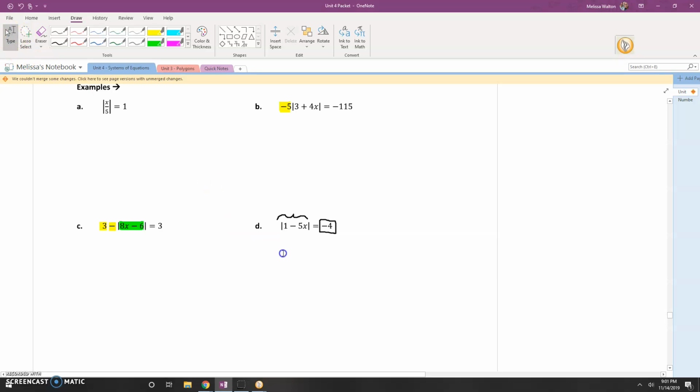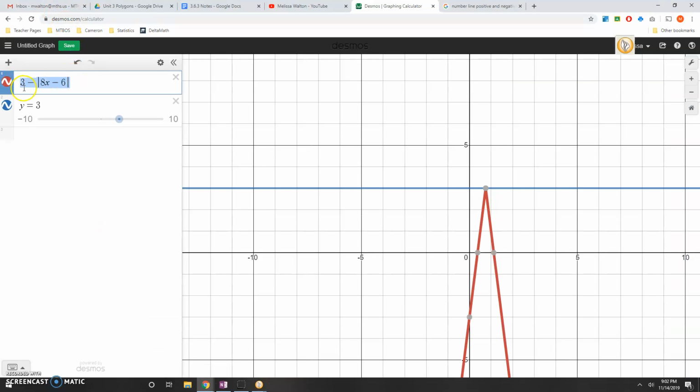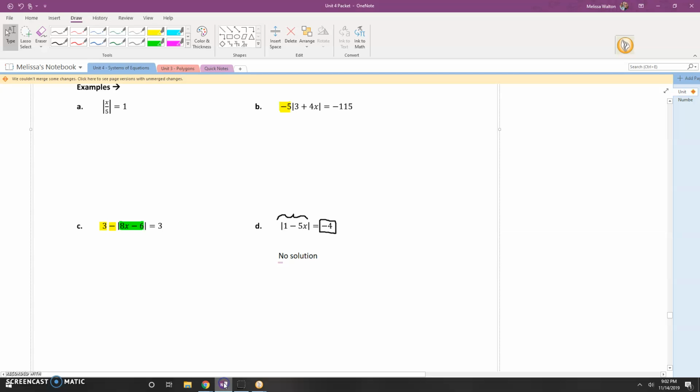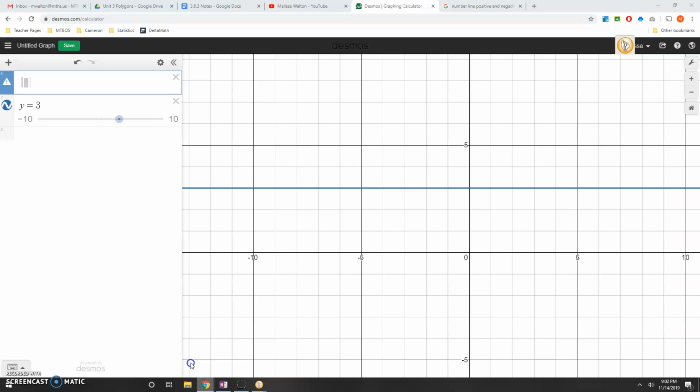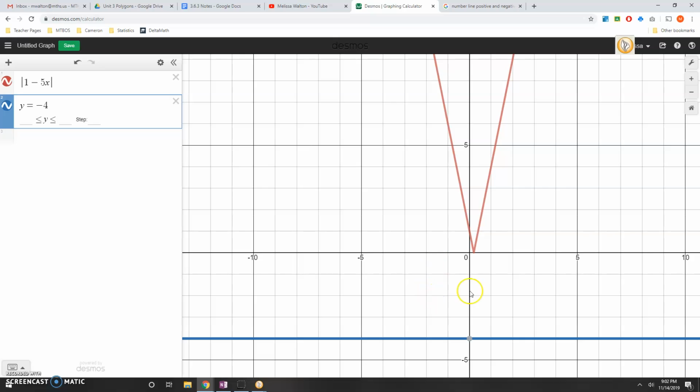No work needed. If I have an absolute value that is by itself is equal to a negative number, this is no solution. And I'm going to graph this one so you guys can see what it looks like, but this one is going to be no solution. So here's what this graph looks like. We have the absolute value of 1 minus 5x. And then I want to know, when is that equal to negative 4? Never. We're up here. There's no possible way that this could be a negative number. There's no intersection, so there is no solution.